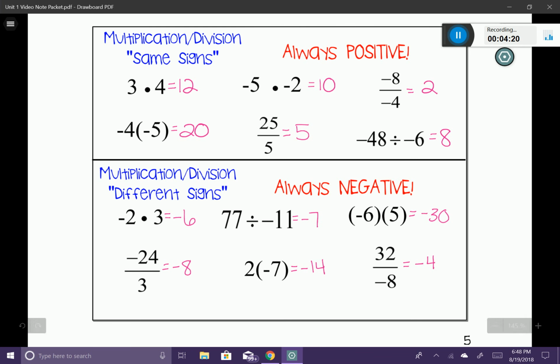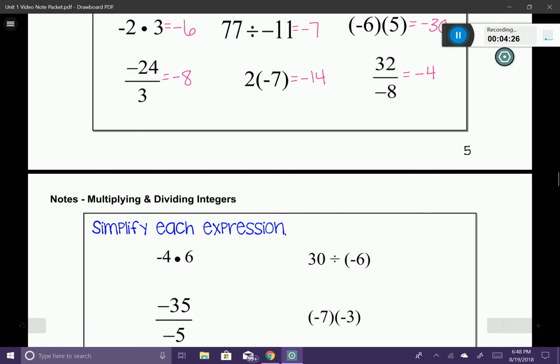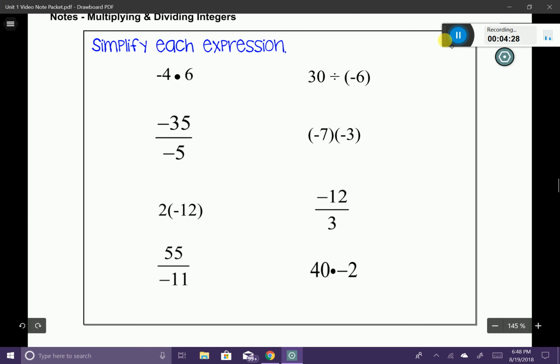Okay, now that we understand how the operations work with multiplying and dividing integers, let's go ahead and try a couple more. This is a great time to just pause the video and try these on your own, and then we'll go ahead and do them together so you can check yourself.